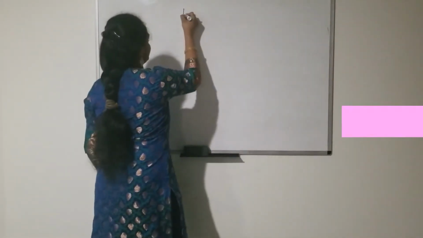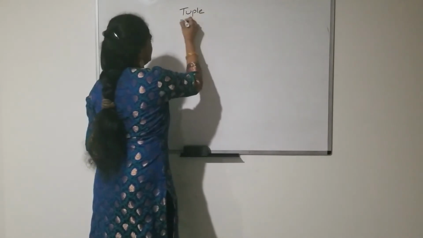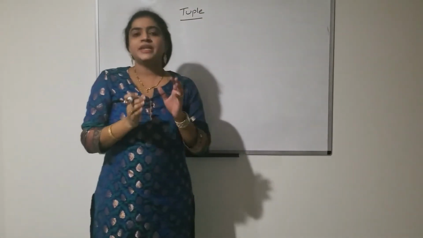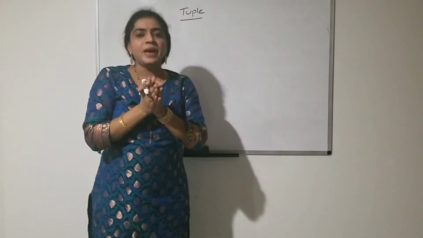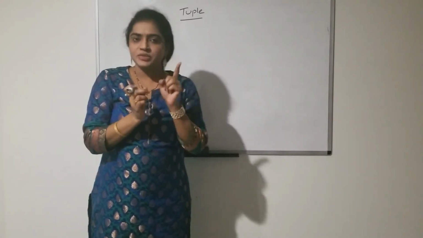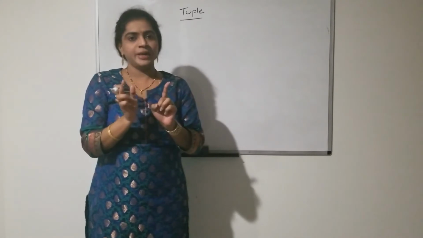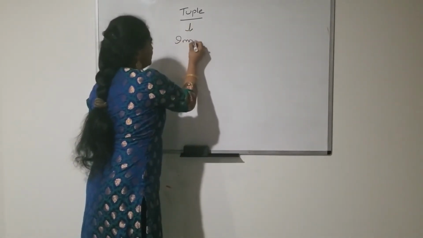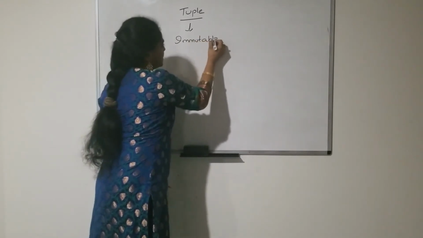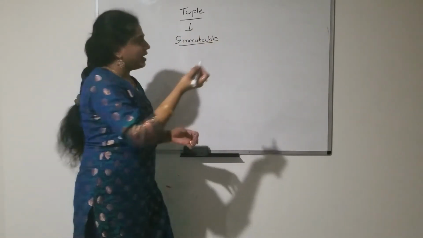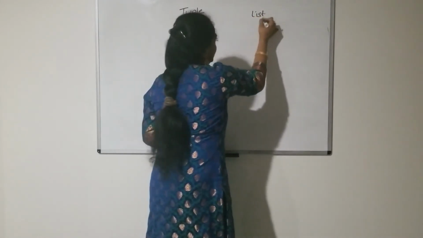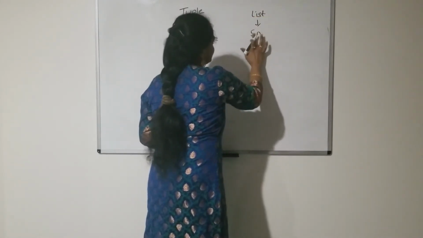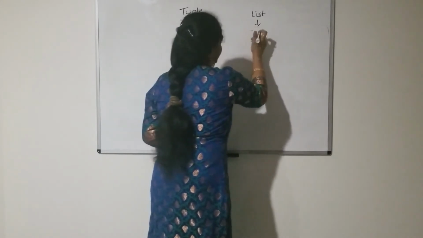Hello everyone. In this video, let's talk about tuple data type. Tuple data type is the same as list data type, but there is only one difference between these two data types, that is, tuple is an immutable data type. Coming to list, it is a mutable data type, right? List is a mutable data type.